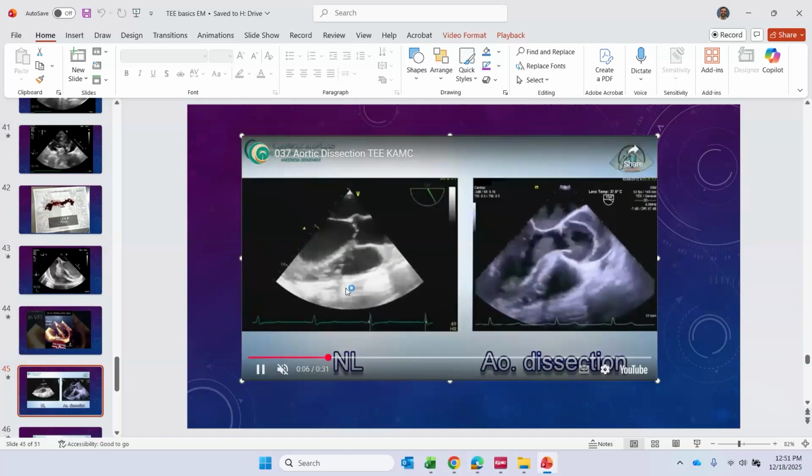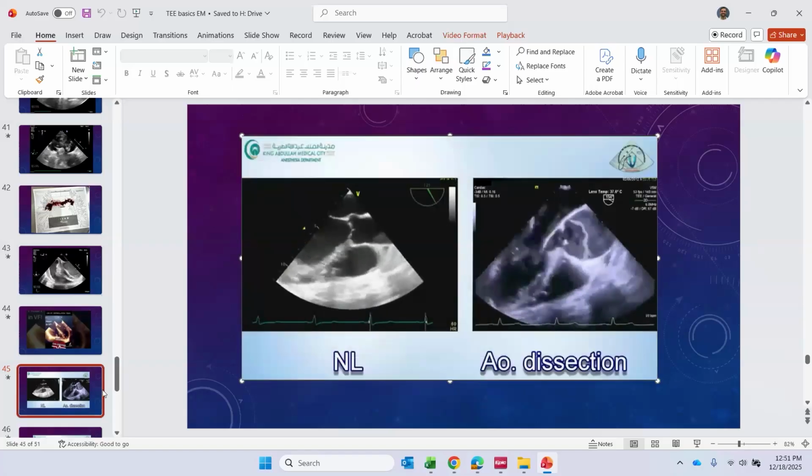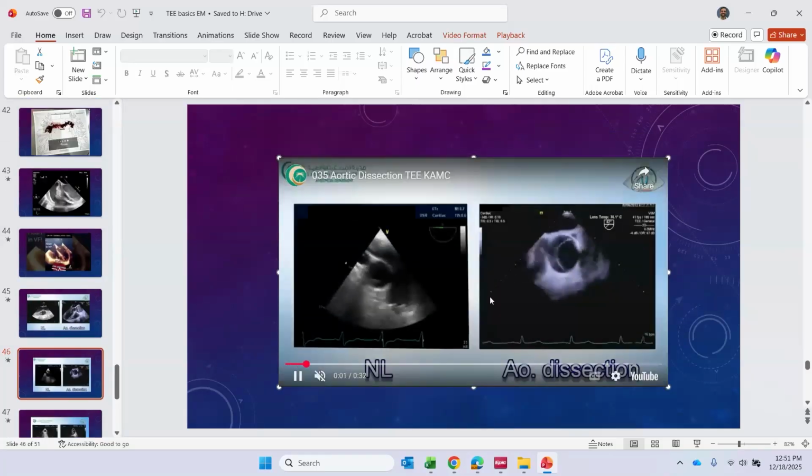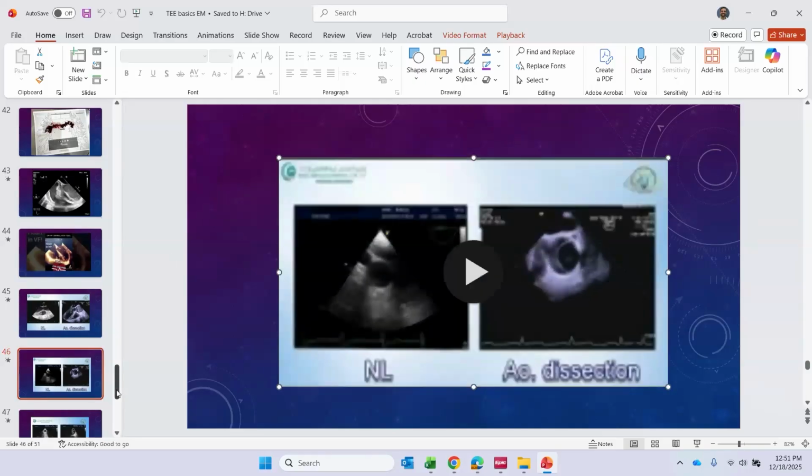And this is just a normal view for comparison. Again, aortic dissection. I often have to try and figure out the true and false lumen, which can be difficult. But for you guys, you see a dissection, you call a surgeon.